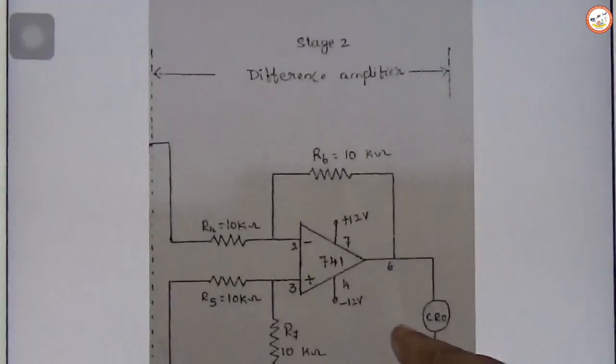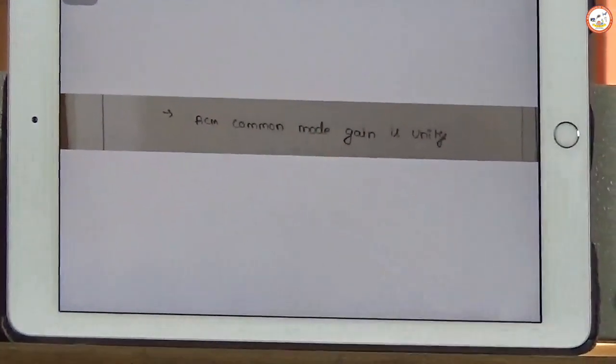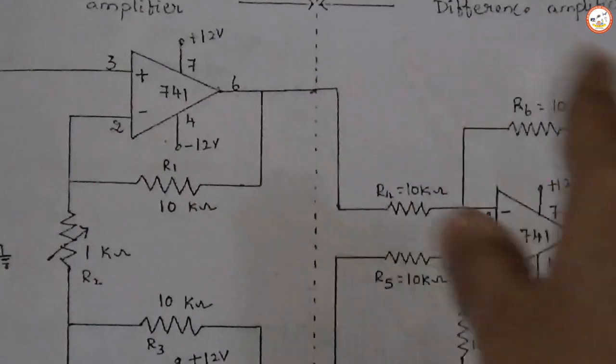Coming to the second one, we are making use of a difference amplifier. The main drawback of stage 1 is that its common mode gain is unity. As we know, for an instrumentation amplifier we need high CMRR. For that, you need to have a common mode gain of 0. If I make use of a difference amplifier, we get a common mode gain of approximately 0. That is eliminated in stage 2. So each stage has its own advantage and disadvantage. By combining stage 1 and stage 2, we can attain the requirements of an instrumentation amplifier. So this is the overall circuit diagram.